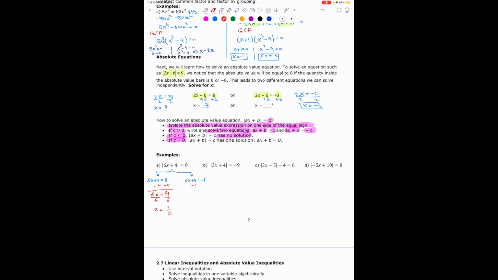And then we subtract 4 from the other one as well. We get 6x equals -12. Divide both sides by 6, you get x equals -2. So those are the two solutions.